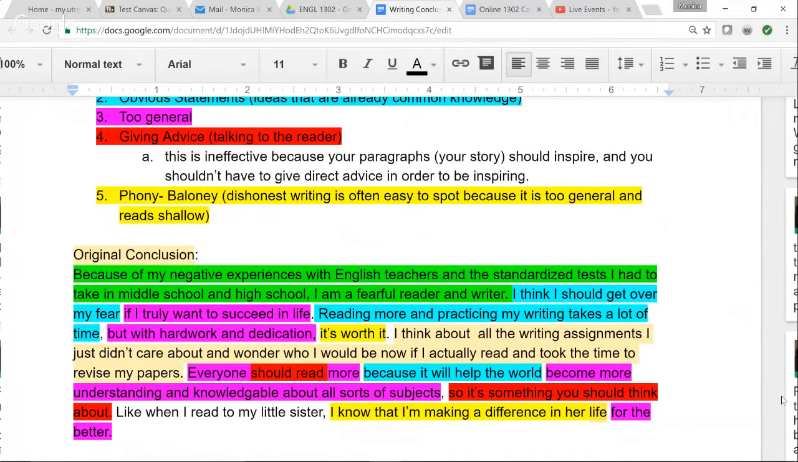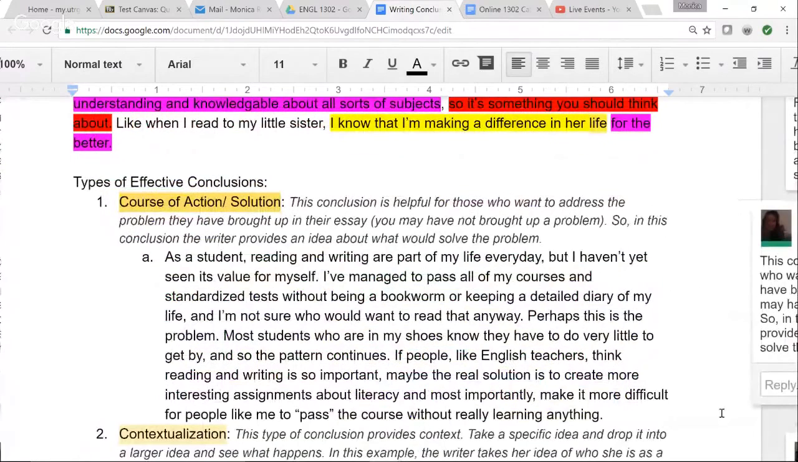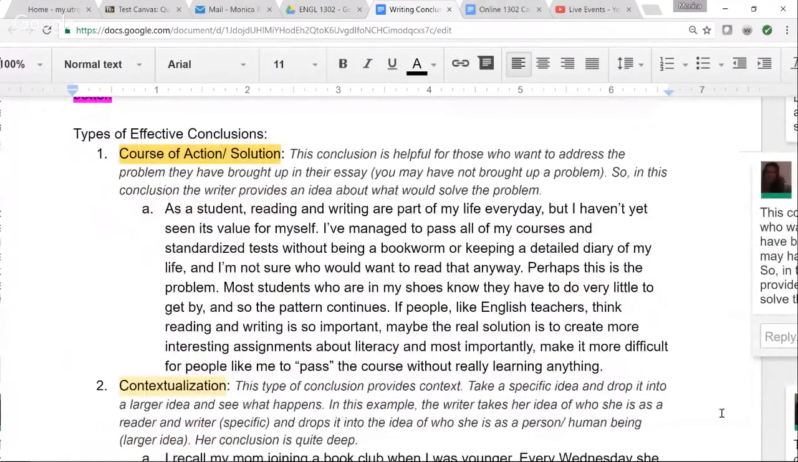So let's take a look at a few revised conclusions on this same topic, and I'll show you how you can show relevance and answer the so what question. So, for a paper like this about a student's reading and writing, the first option you have in writing a conclusion is to take on a course of action solution.